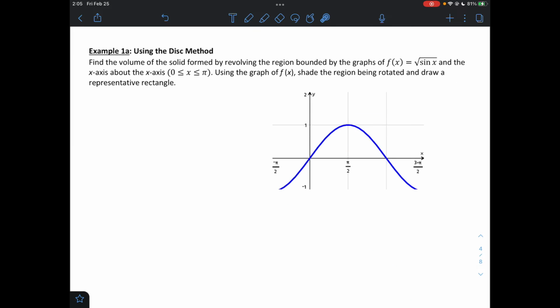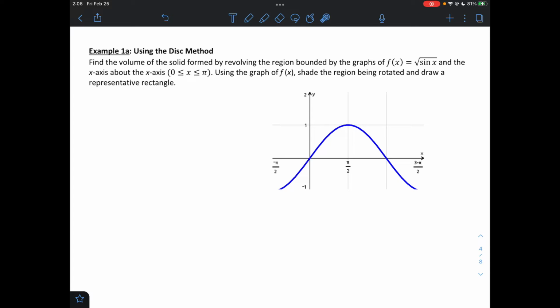So let's take a look at our first problem here. We're going to do some of these involving our calculator today, so go ahead and get your calculator ready as well. We'll try to do a couple by hand, but there might be some later on that we'll take a look at using our calculator. Find the volume of the solid formed by revolving the region bounded by the graph of f of x equals root sine x and the x-axis about the x-axis.